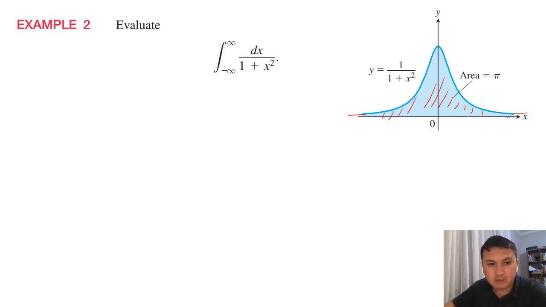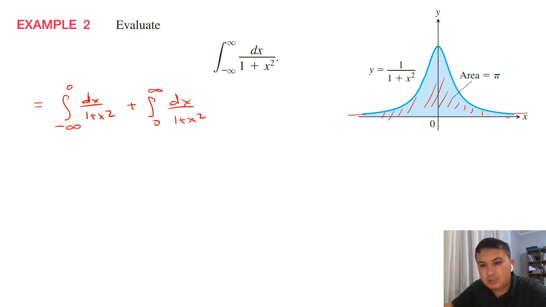Well, by definition, I can break it as from minus infinity to some point c, but let's simply pick 0. So dx over 1 plus x squared, plus the integral from 0 to infinity dx over 1 plus x squared. You could do symmetry here. I mean, you could say, okay, this is symmetric, so if you calculate one of them, you can multiply by 2. But anyway, so let's do it.